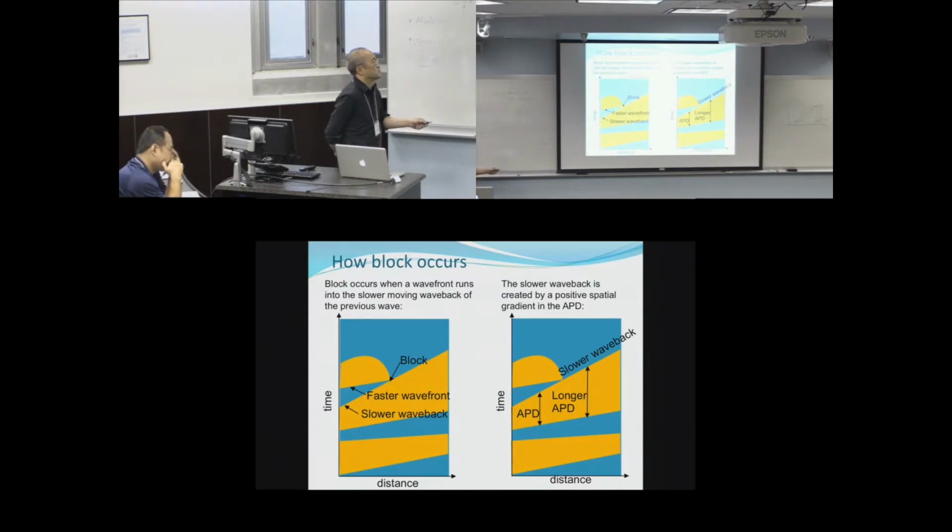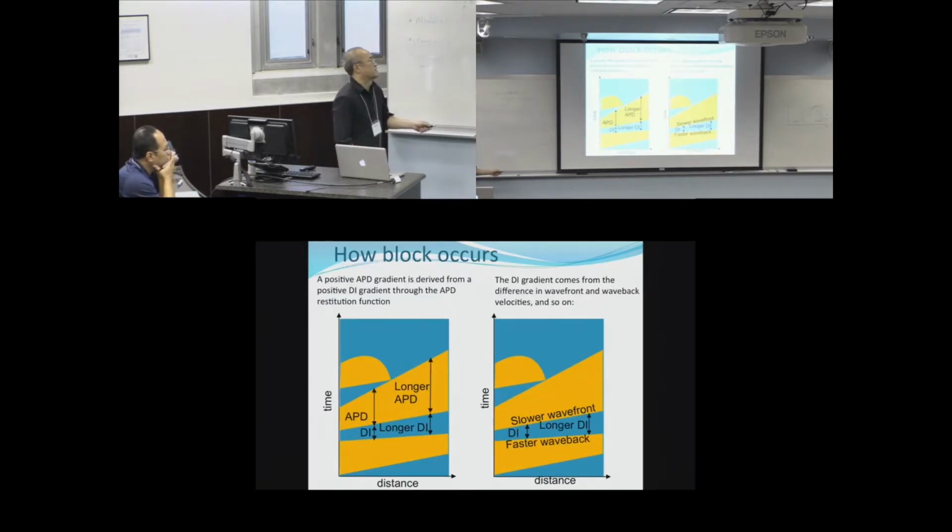Suppose that this wave here, which you want to have the slowly traveling wave back, has a particular value of the action potential duration close to the launch site, but it's much longer further away from the launch site. Then you can see just from the geometry of this that the wave back is going to be traveling much slower than the wave front. All right. So now the next question is, how do you produce this situation? Well, okay. So obviously, you can just take into account the APD DI restitution function.